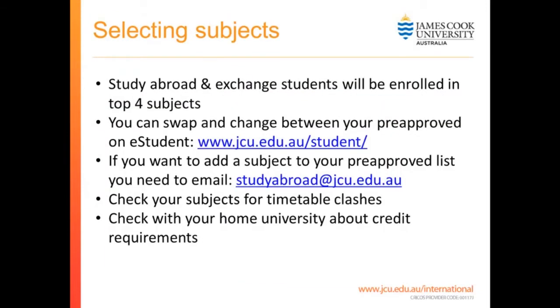The next step is to plan your studies. If you're a study abroad or exchange student, you will already be enrolled in your top 4 subjects from your pre-approved subject list. If you wish to swap or change one of these subjects, you can do so via eStudent, which is our enrolment website. If you wish to add a subject to your pre-approved subject list, please send an email to our study abroad or exchange team. Their email address is displayed on screen.